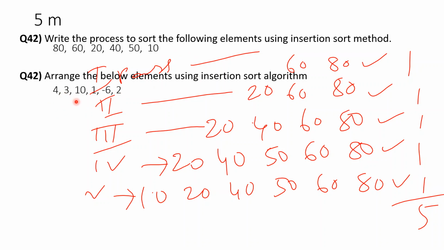In the second step, it is 3, 4, 10. In the third step, it is 1, 4. Oh, sorry, 1, 3, 4, 10. In the fourth step, it is minus 6, 1, 3, 4, 10. And the last step, it is minus 6, 1, 2, 3, 4, and 10. Like that is the answer, so you have to write it in steps.